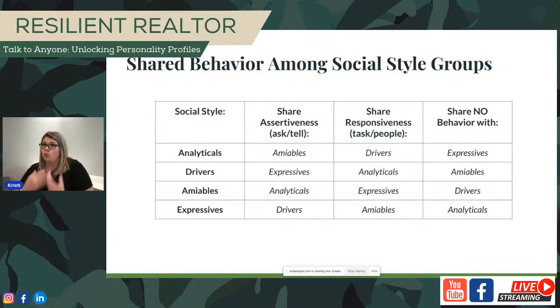Now, where an analytical needs to work and be aware is with their expressive. The expressives are going to drive them nuts. Here's a good example. An analytical will schedule things in advance. An expressive will say, wait, let's just go to lunch. Whoa, whoa, whoa. We can't just go to lunch. Where would we go? What time are we going? Do we have a reservation? How much is it going to cost? You do not spring something on an analytical. And an expressive is always like, yeah, I know we said we were going to go here. How about we go over there? That will drive an analytical absolutely insane, right?